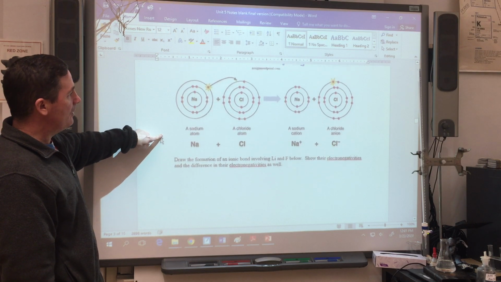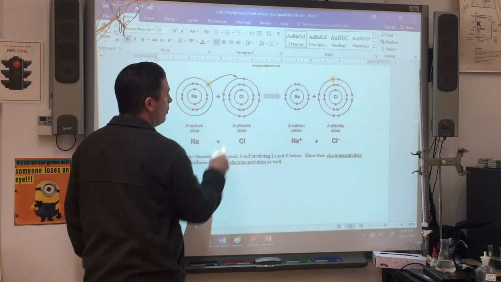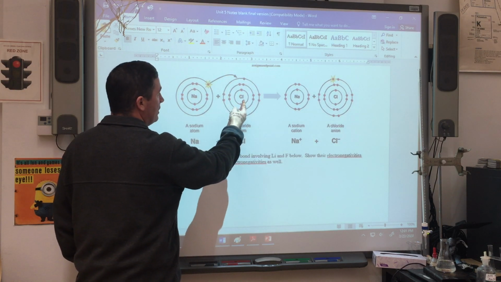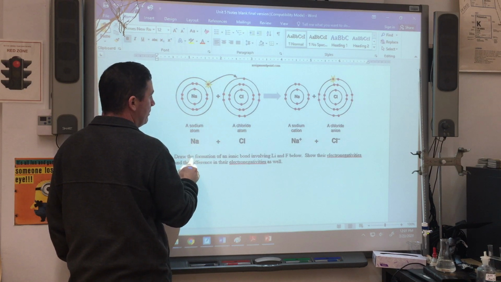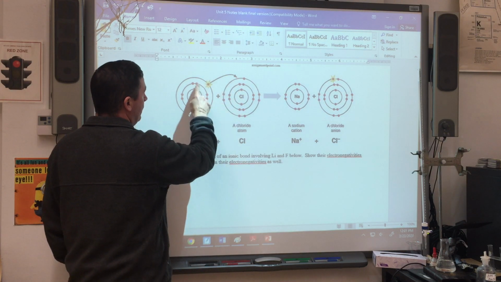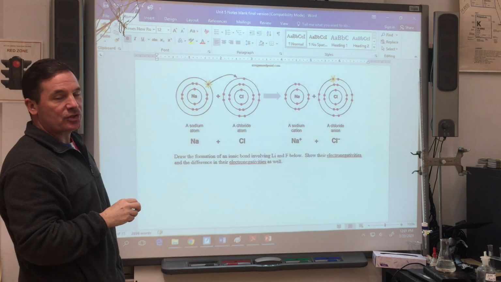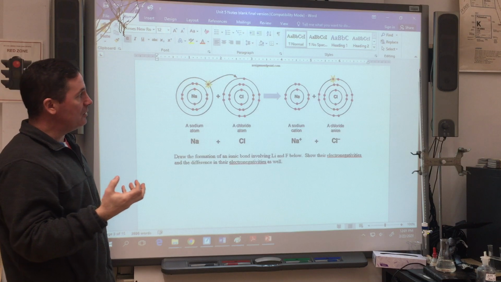So what's going to happen here? I've got a metal, sodium, and a nonmetal, chlorine. Chlorine has a very high electronegativity, so it's actually going to pull that electron off of the sodium. What happens? It loses this electron, and now it has 2, 8 electrons, with 8 in its outer shell, since this shell is now gone, and that makes it much more stable.